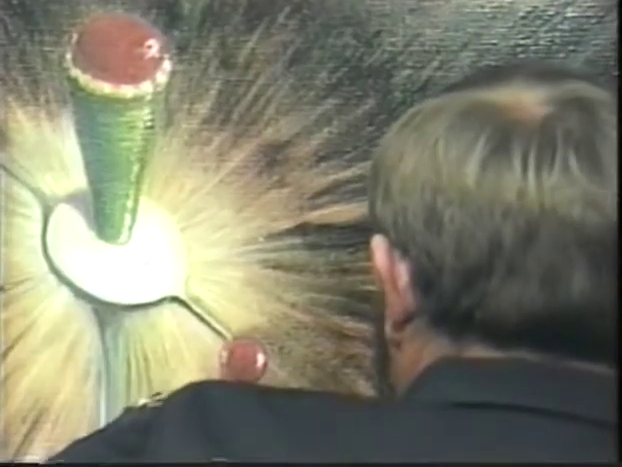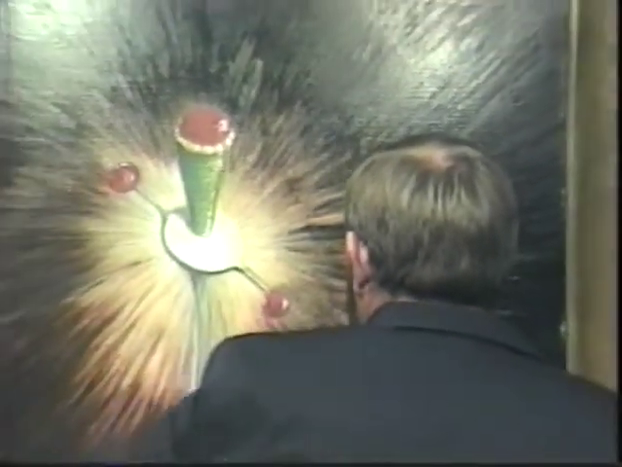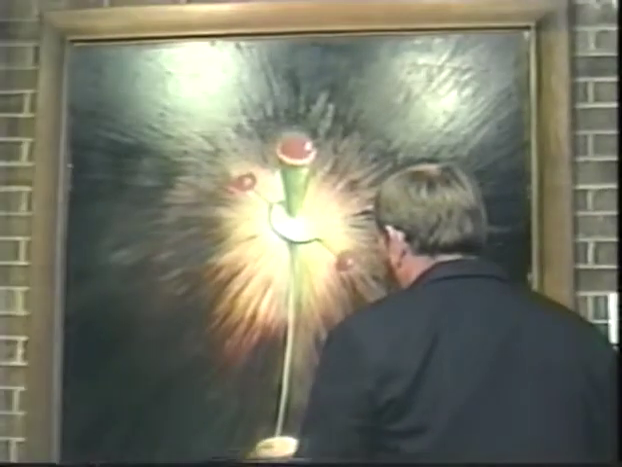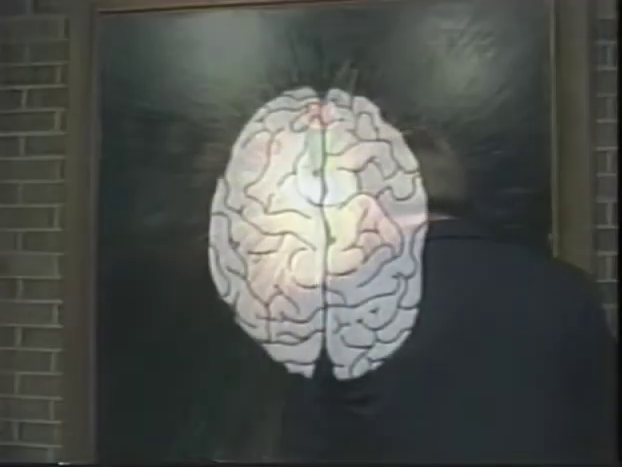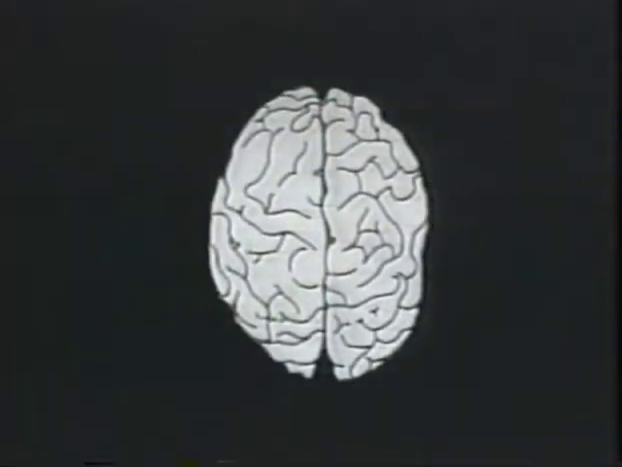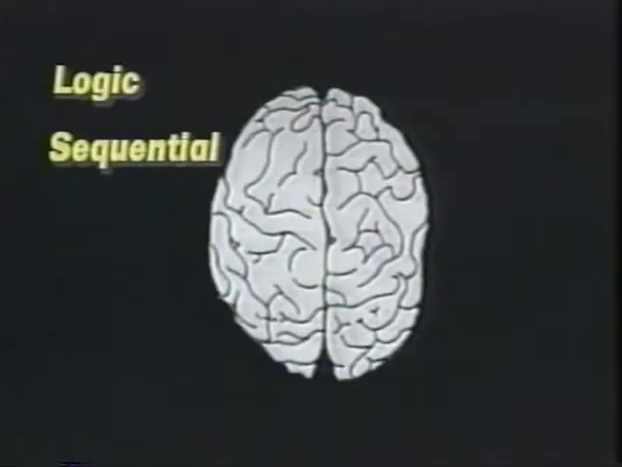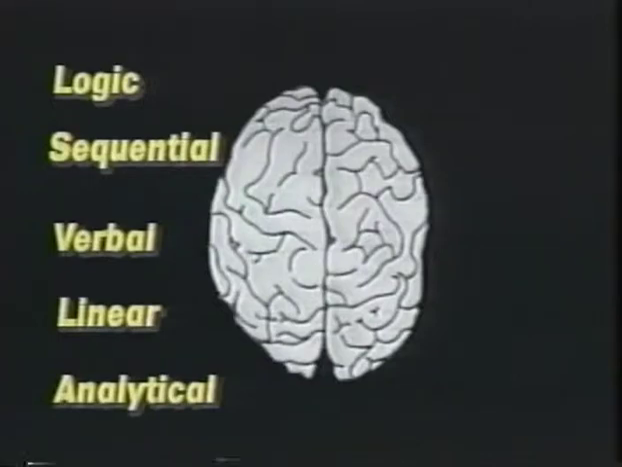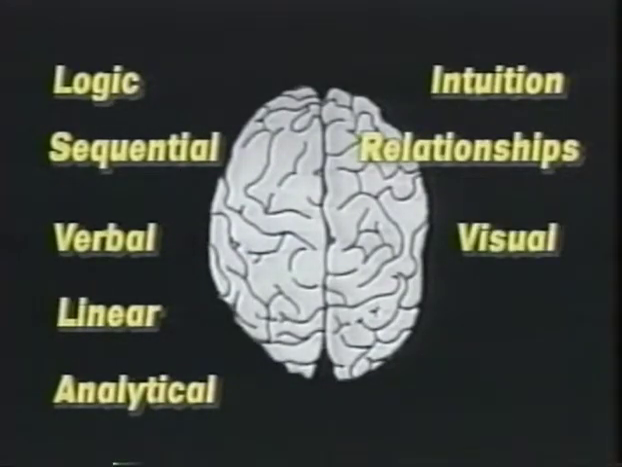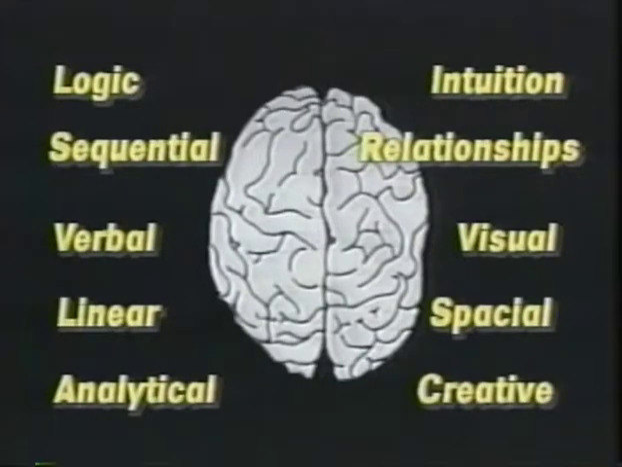Let's take note of the research which reveals that we have thinking styles as well. In essence, two modes of thinking and knowing. The processes used by people who employ the left hemisphere of the brain are logic, sequential, verbal, linear, and analytical. The processes used by those relying on the right hemisphere of the brain are intuition, relationships, visual, spatial, and creative.